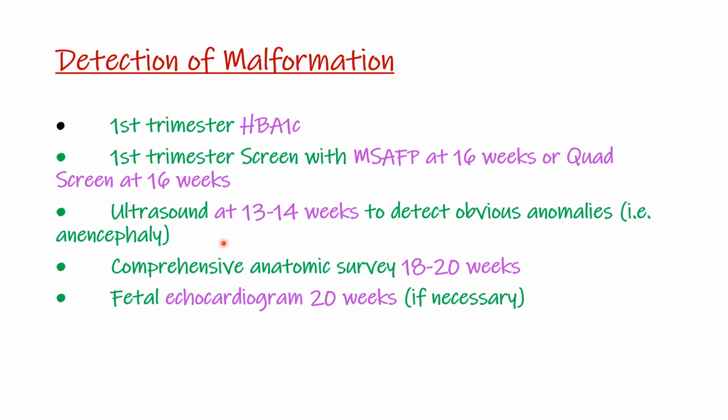So in addition to that, you'd also do an ultrasound at 13 to 14 weeks to detect obvious anomalies, which could include maybe anencephaly, and a comprehensive anatomy survey done at 18 to 20 weeks, in addition to a fetal echocardiogram done at 20 weeks if actually necessary.